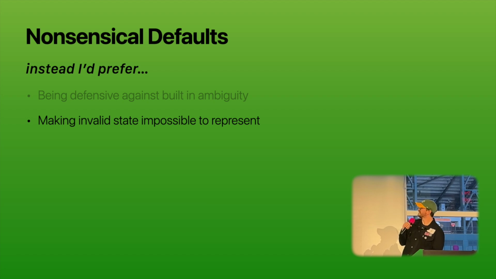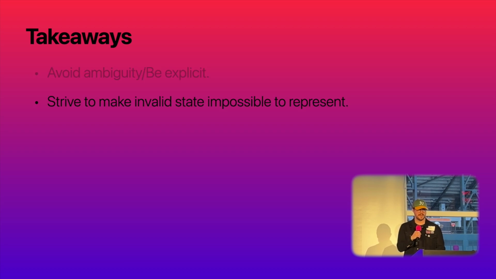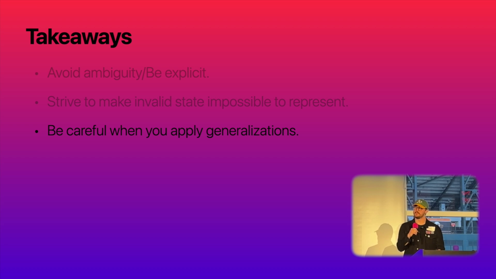I've said this like 4 or 5 times, but if you can make it impossible to have invalid state in your code, do that. It pays dividends. So, takeaways. I'm just going to breeze through this because I've said it a bunch. Avoid ambiguity. Strive to make that invalid state impossible. When you do have to apply generalization, just be careful how you do it. You avoid having this thing that just catches all and tries to do way too much.